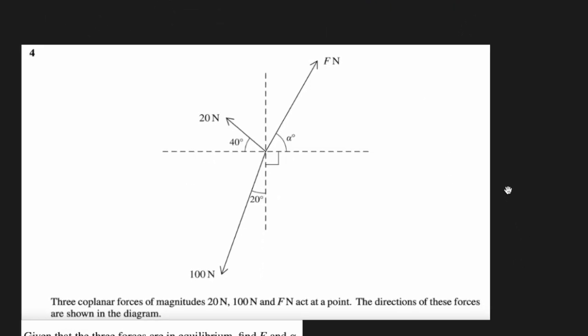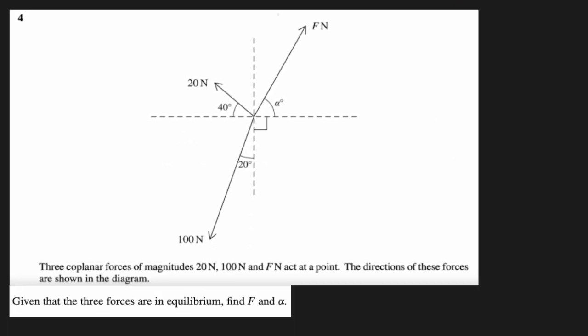Again, the question is about force. Okay. The three coplanar forces of magnitude 20, 100, F, we can see here, act at a point. The directions of these forces are shown. Okay. Given that the three forces are in equilibrium, they are equal in all sides. That's what it means. Find F and alpha.